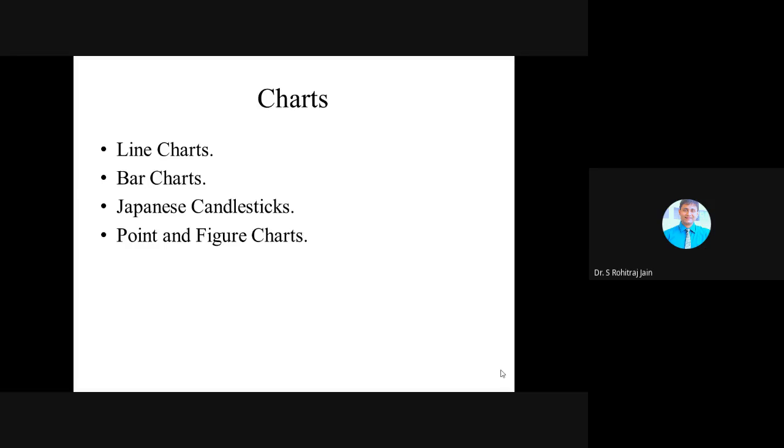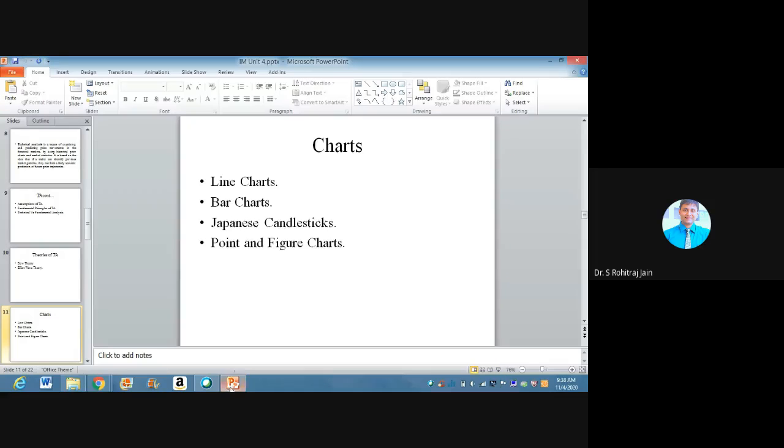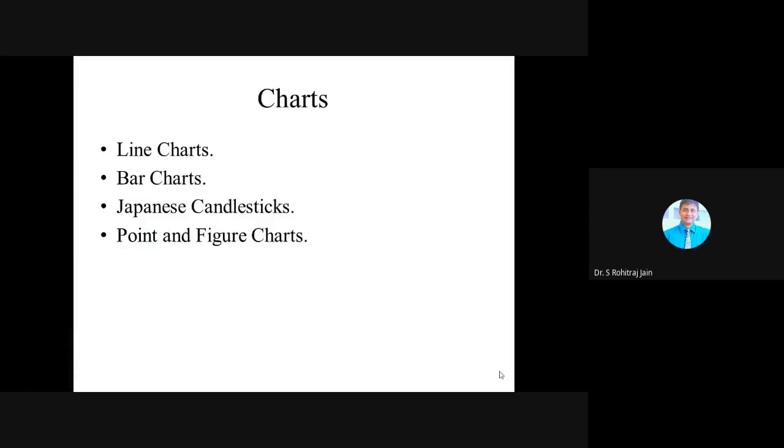So the next type of chart I'll be explaining now is the bar chart. So what happens in case of a bar chart, students? Let me explain first, then I'll show you the graph. In a bar chart, they have a series of vertical bars representing each day's price movement. Each bar has a range from the day's lowest price to the day's highest price. A small cross on each bar signifies the day's closing price.